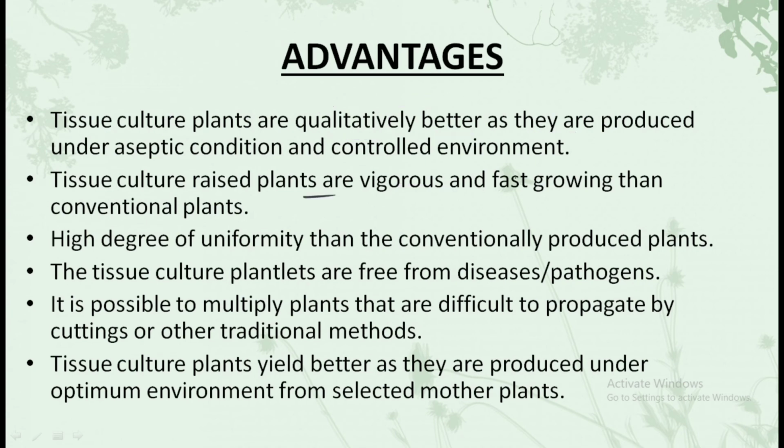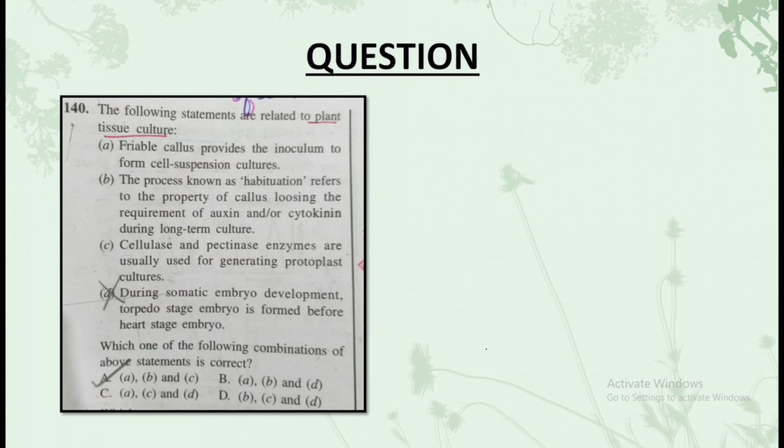The plants are raised at a faster rate. They have a high degree of uniformity. That is, the final plants that are produced are more the same in nature as compared to the conventional plant produce. Tissue culture plantlets are free from diseases as we have just discussed, and also it is possible to multiply the plants that are difficult to propagate from cuttings or the traditional methods. And also there occurs better yield in case of plant tissue culture as it is selected from the desired mother plant that we require. So with this we're done with the complete topic.